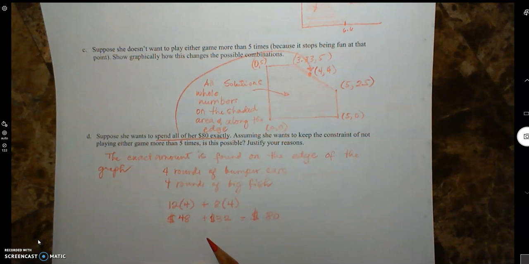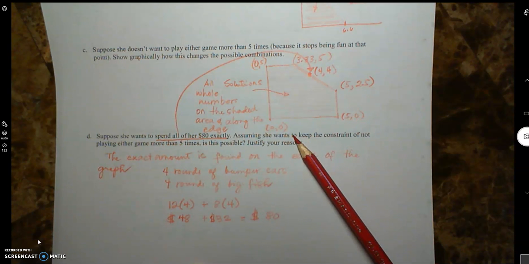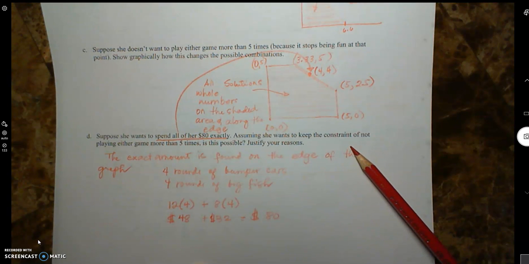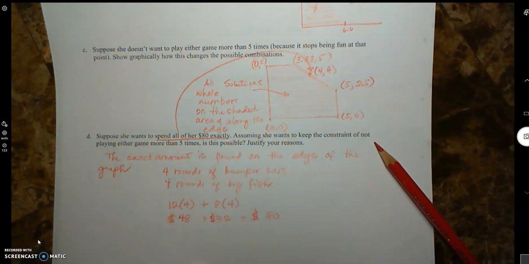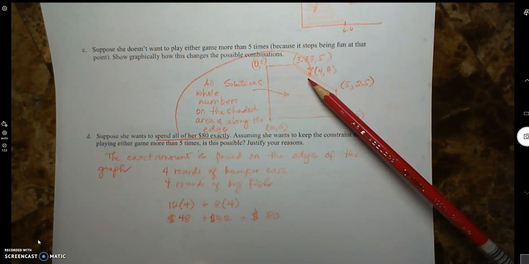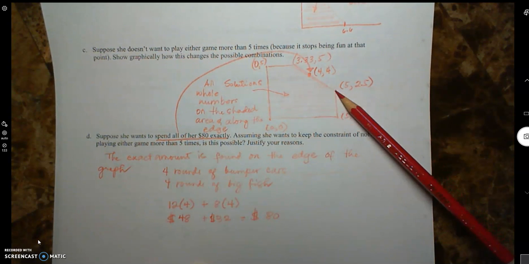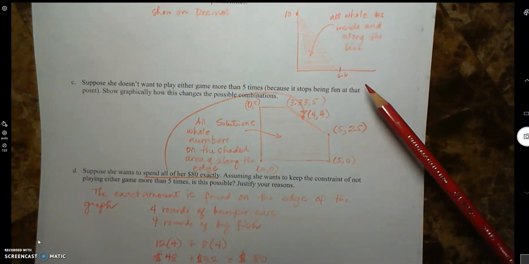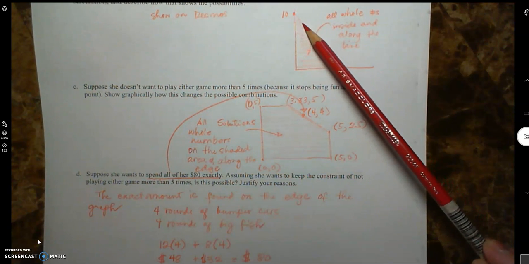All right, so I indicated here that all whole numbers on the shaded area and along the edge are possible solutions. So let's already answer letter D. Letter D says, suppose she wants to spend all of her $80 exactly, no change, no leftover. So assuming she wants to keep the constraint by not playing the game more than 5 times, is this possible? It is. Looking at Desmos, there is a point along the edge. By the way, along the edge is when you're going to spend exactly $80. That's the same as this one. So along this one is the exact $80. Within the shaded area, you will have some change.